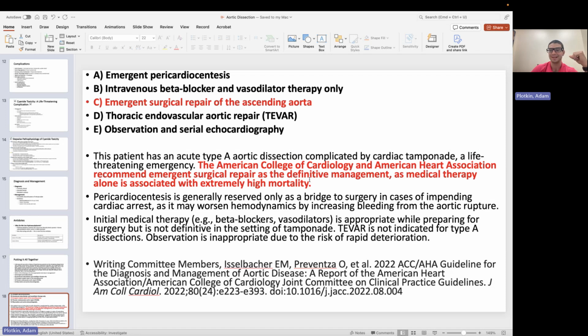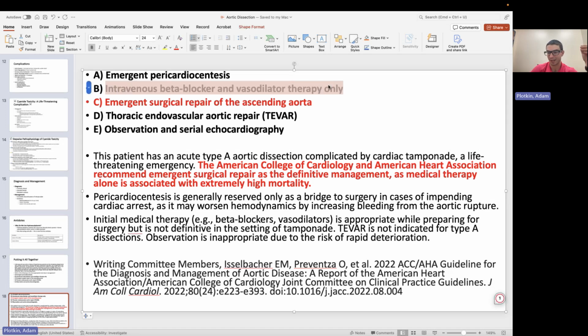Surgical repair is the definitive management, as medical therapy alone is associated with extremely high mortality. We are going to give the patient beta blocker and vasodilator therapy. The thing that makes this answer wrong is I say only. We're not just going to give them intravenous beta blocker and vasodilator. We're going to give them one of those or both of those, and then we're going to go to surgery, right?